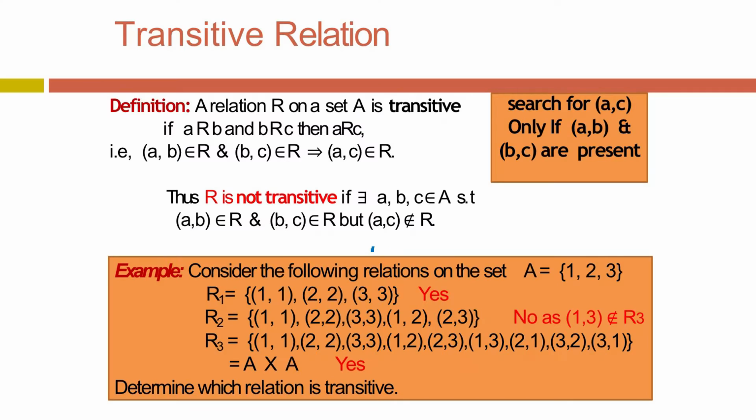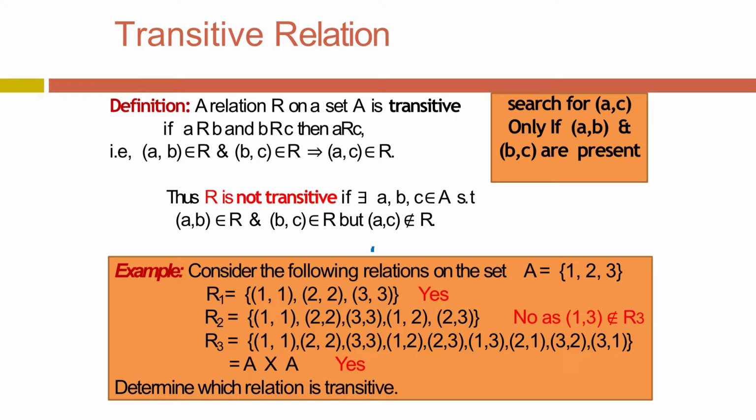Next is transitive relation. So, what is a transitive relation? You see, in reflexive relation, one element is compared with itself, one element is taken into consideration. In symmetric, 2 elements are taken into consideration. In transitive relation, 3 elements are taken into consideration: a, b, c. So, a relation on a set A is transitive if a is related to b and b is related to c, then a should be related to c. That means, if (a, b) belongs to R and (b, c) belongs to R, then we will search for (a, c) in R. But if (a, b), (b, c) are present in the relation and (a, c) is absent, then the relation is not transitive.